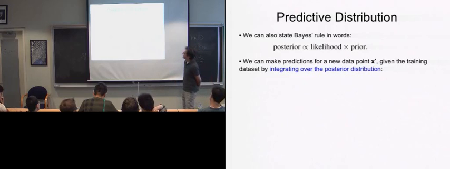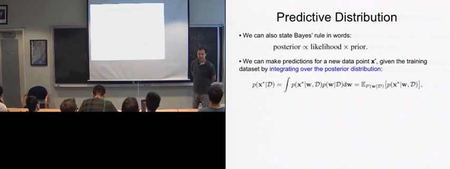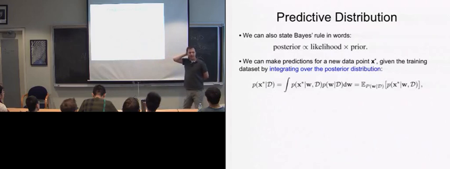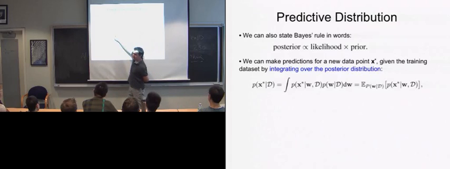Now, how do we make predictions for a new data point, x star, given the training data set? The way we can do it is we can integrate over the posterior distribution. If you look at this formulation, I encourage you to look at it more carefully in the book. It's a very simple mathematical formulation. There's no magic. Here, you're specifying the probability of the test data point x star given the parameters and given your training data set, times the posterior distribution over the parameters, and you're integrating over the parameters.